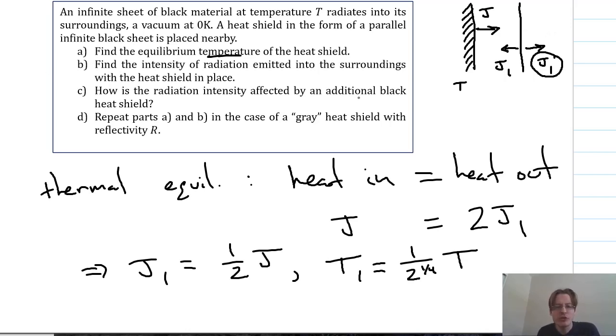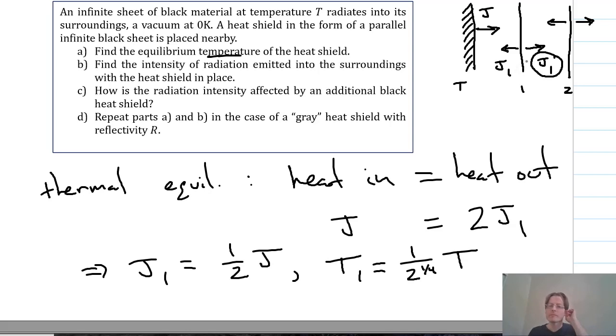What if there's an additional heat shield that's in place? Well, this is shield number 1 and this is shield number 2. Shield number 2 is going to, of course, warm up from the radiation it gets from shield number 1, and it's going to emit its own radiation. Now let's see how this works. Now I can look at shield number 2 and notice that J1 must equal 2J2.